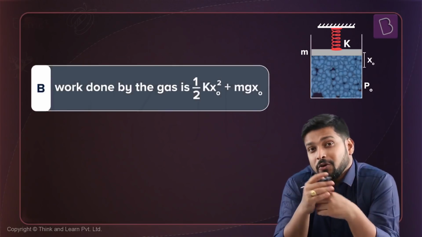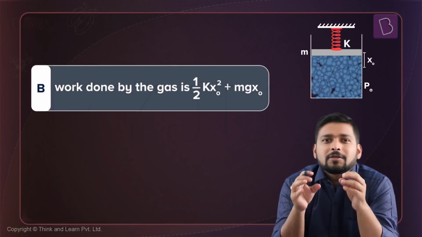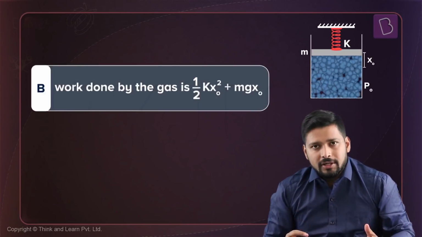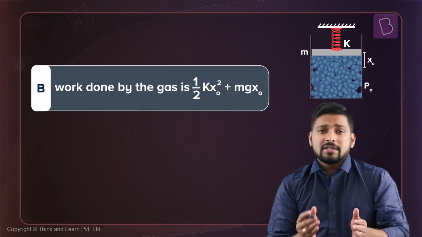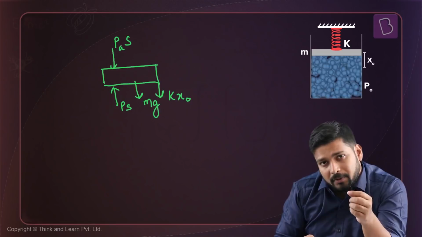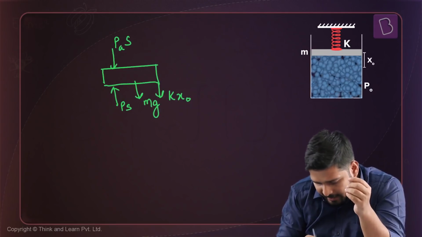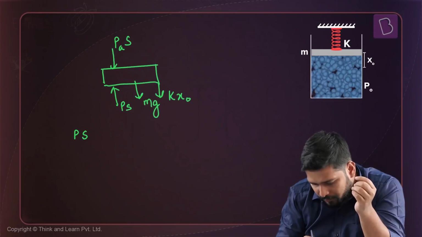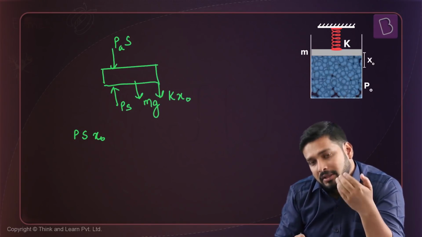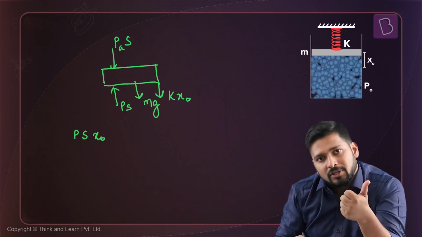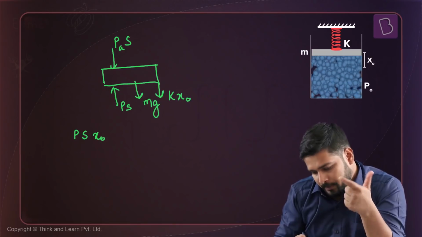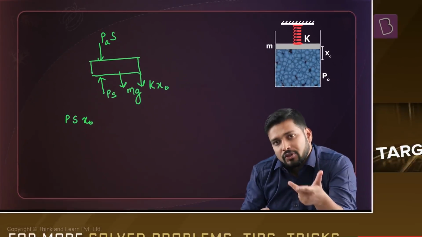So moving on, if you look at the second option, it's basically the expression of work done by the gas, right? So we have to compute an expression of work done by the gas, and then we have to compare what is given in the option, is it correct or wrong, right? If I write the expression of work done by this gas, I can write it as PS times x naught. That's the work done by the gas, but this work done will be done against three things. Number one is the atmospheric pressure. Number two is against the weight of the piston or the gravitational force, and number three is the spring force.